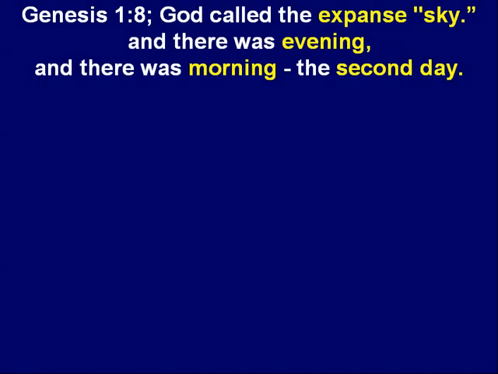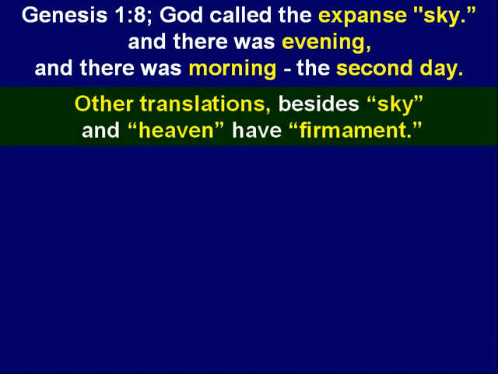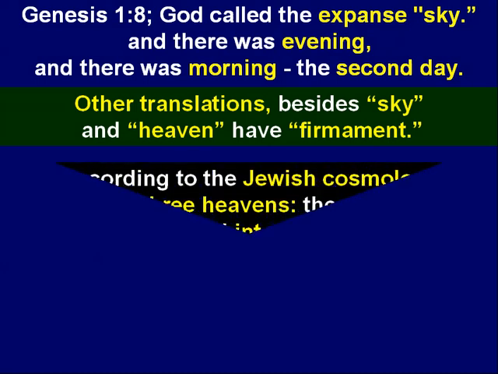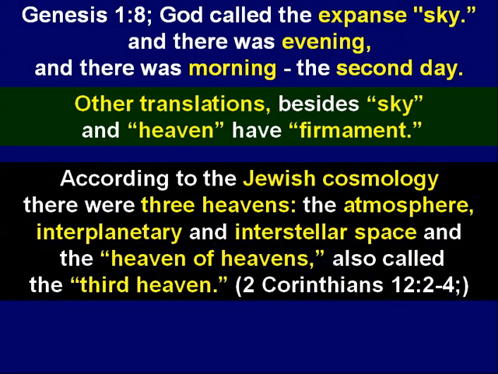In Genesis 1:8, God called the expanse sky, and there was evening and there was morning, the second day. Other translations besides sky and heaven have firmament. According to Jewish cosmology, there were three heavens: the atmosphere, interplanetary and interstellar space, and the heaven of heavens, also called the third heaven.